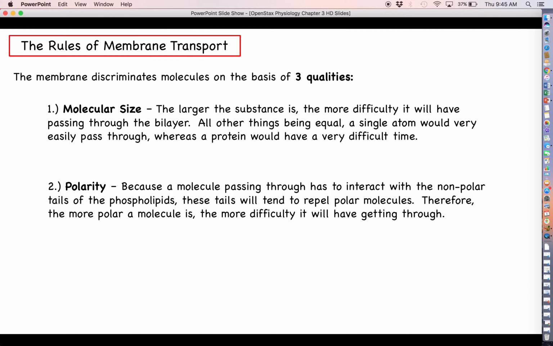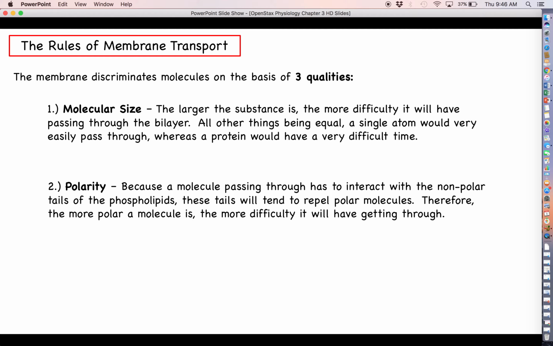So the conclusion we can make here is that a polar molecule is going to have a very, very difficult time making it through the membrane directly, whereas a nonpolar molecule will have an easier time getting through, because those nonpolar fatty acid tails are actually quite accommodating to fellow nonpolar entities.